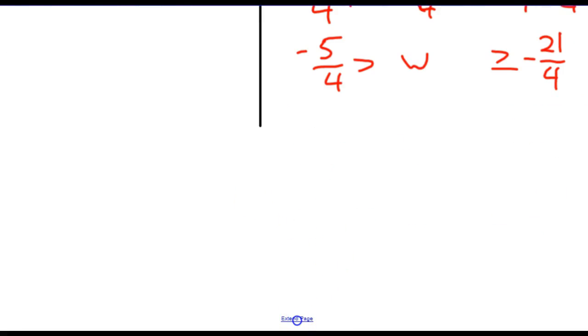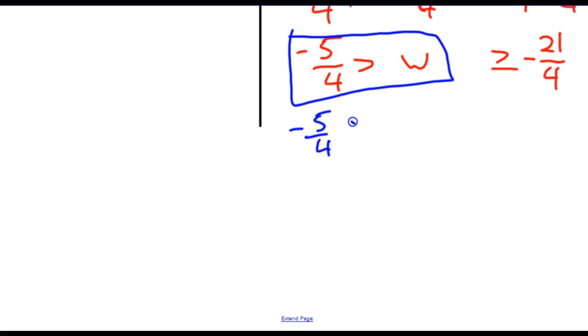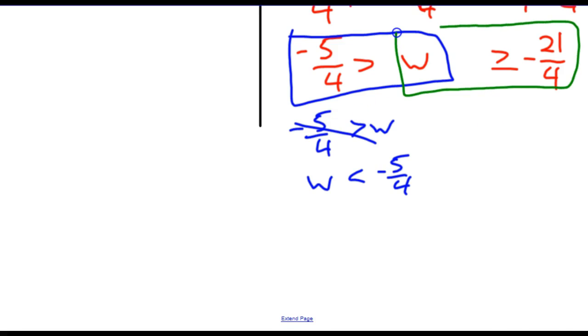Now if we separate these two, we have negative 5 over 4 is greater than w. We always have to have our w on the left side, so w is actually less than negative 5 over 4. And we have w is greater than or equal to negative 21 over 4.